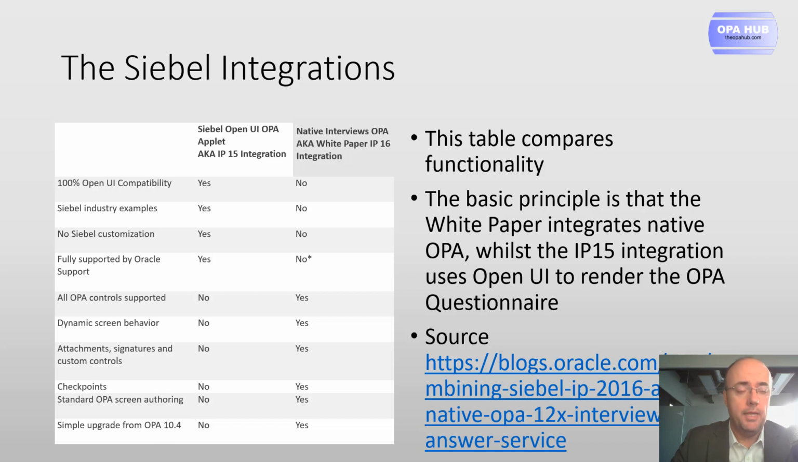Another good example would be OPA doesn't have a one-to-one match in terms of the controls we use. A text box control or a date control, they're fine. But in OPA, we have signature controls as standard, we have file uploads as standard, we have containers as standard, we have a whole bunch of other controls that simply don't map easily to something in Siebel. So in IP15, there were things that were left behind in OPA.